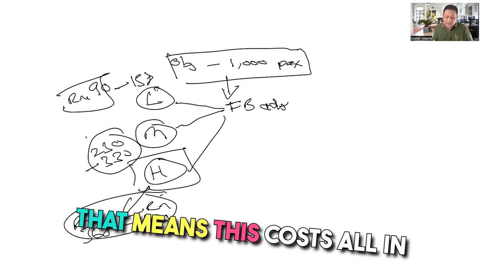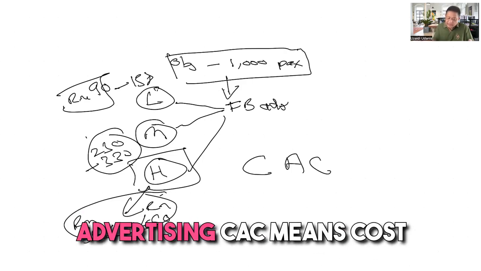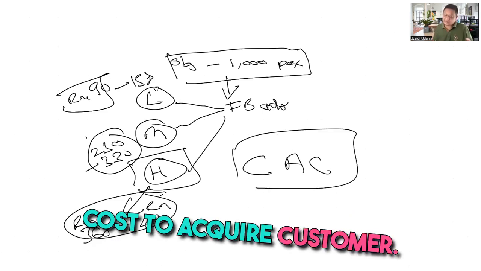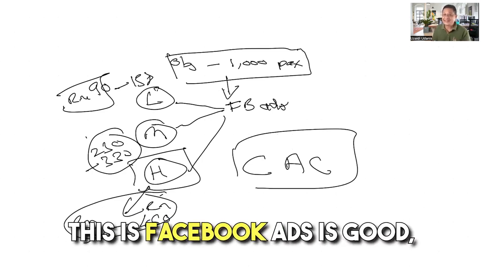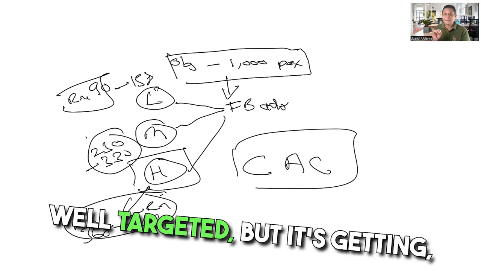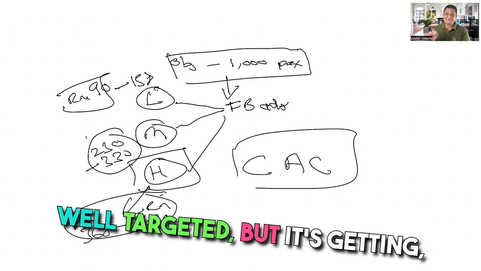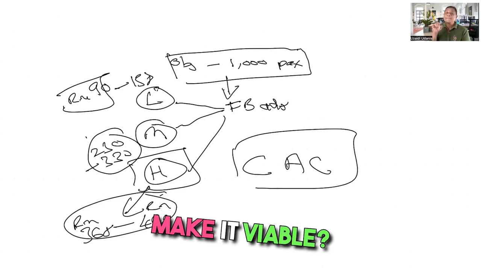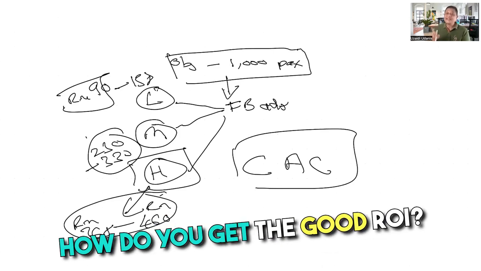All these, they use CAC, which means cost to acquire customer. So Facebook ads is good, well targeted, but it's getting more expensive. So how do you make it viable? How do you get the ROI?